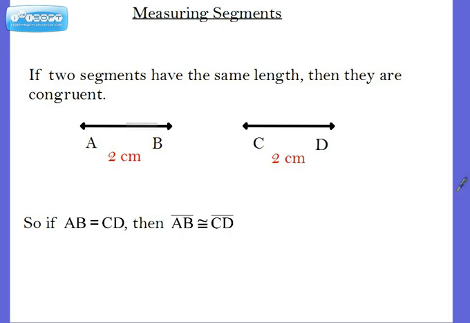So this little symbol here, that symbol means congruent. So if they have the same length, then our 2 segments are going to be congruent. We will not say that they're equal. We're going to say that they're congruent.